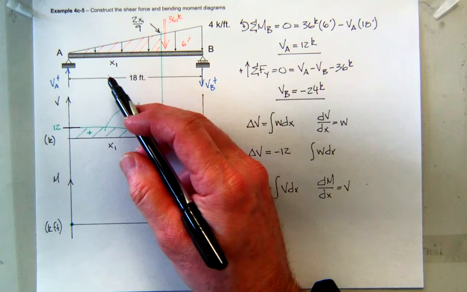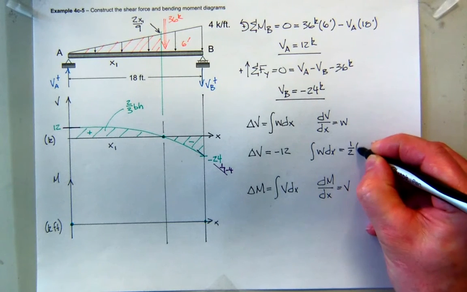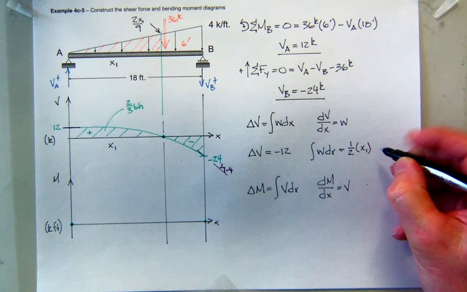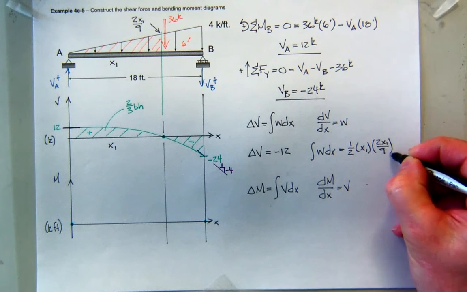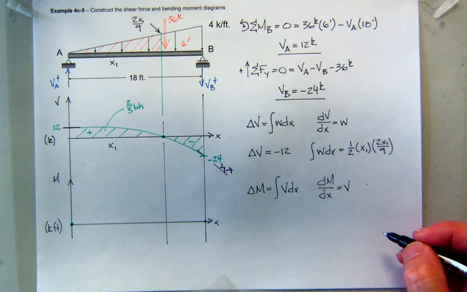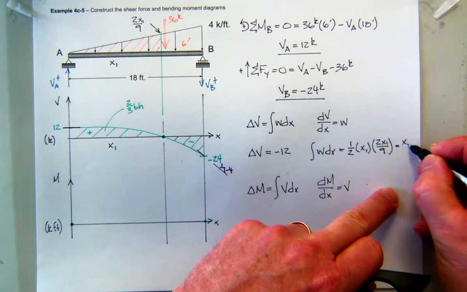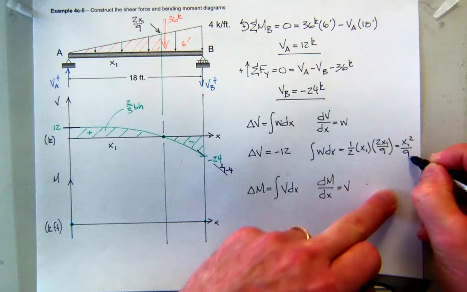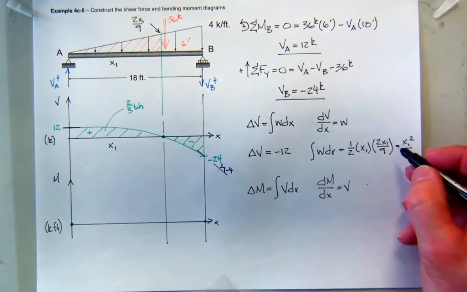So what's the area of the curve going to be now? 1/2 the base times the height. The 2's cancel and you get x1 squared over 9. Oh, I messed up too. This is a -4, so the whole thing is negative.